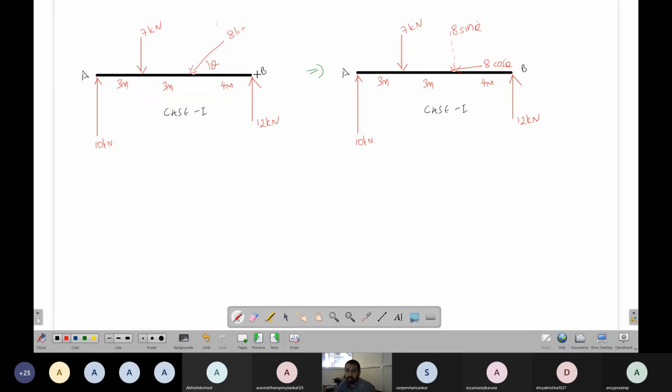Ultimately, now think I have 3 forces like this. Let's say this is some angle. Let's say this is 12, this is 15, this is 20, this is 60, 60 equivalent.